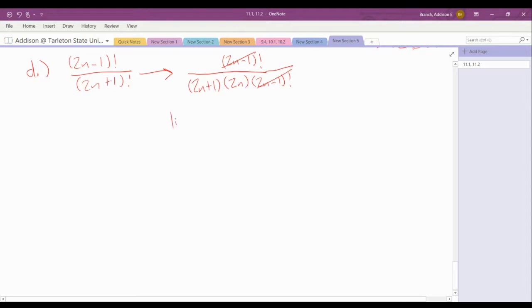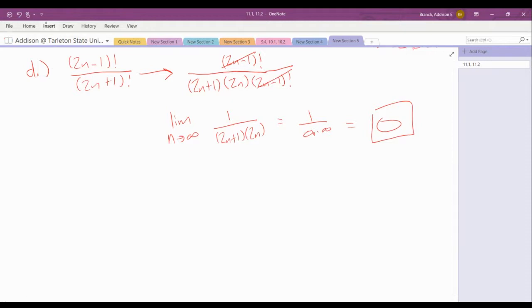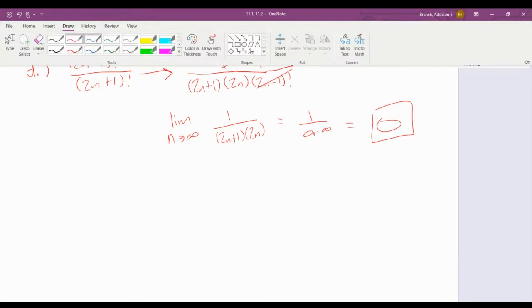So now we can take the limit of this new expression. The limit as n approaches infinity of 1 over 2 to the n plus 1 times 2 to the n is equal to 1 over infinity times infinity. So once again, this one will also converge to 0. I just have one more example before we move on.